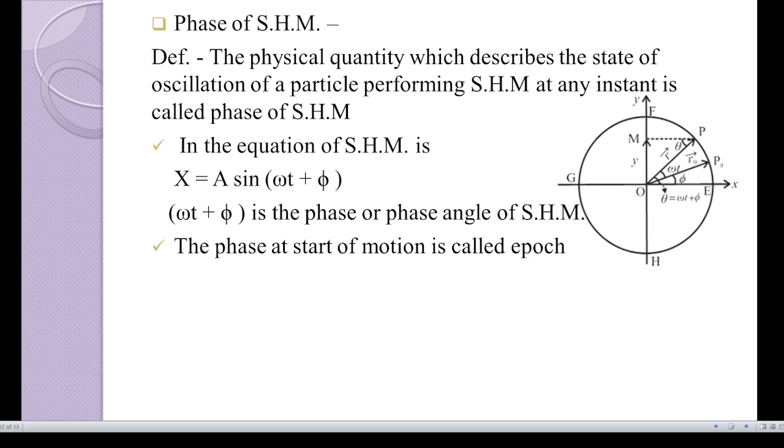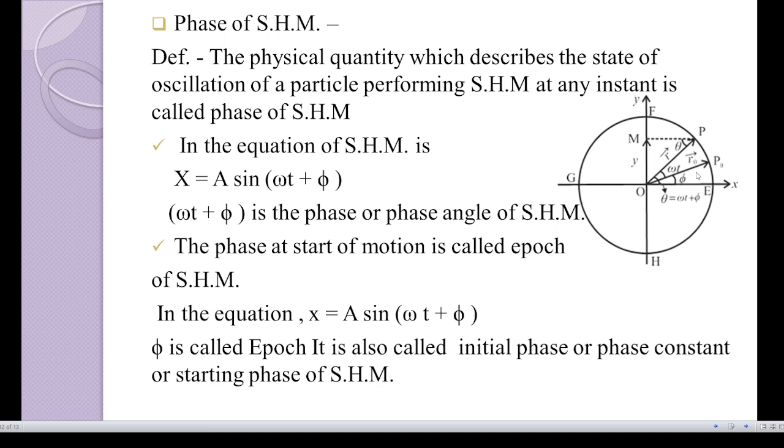The phase at the start of the motion is called the epoch. That is, when the particle is initially at P0, phi is the initial phase, called the epoch. It is also called the initial phase or phase constant or starting phase.